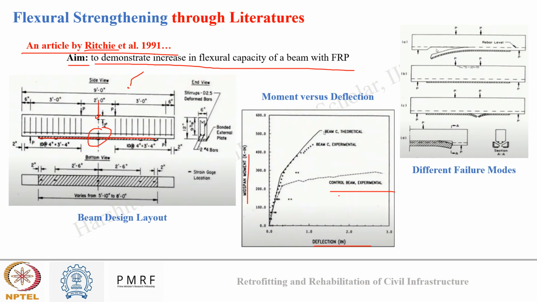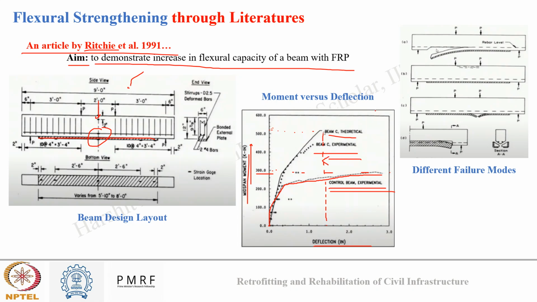You can see, in case of the control beam, it was not able to take a higher amount of moment, and there was a lot of deflection even before a 300 kilonewton moment was reached. However, when FRP was used as an external sheet for strengthening in the flexural direction, you can see the same beam was able to resist more moment while giving a very small amount of deflection. So it shows how FRP is able to increase the moment carrying capacity of a beam in flexure, and how it is resisting the deflection also.